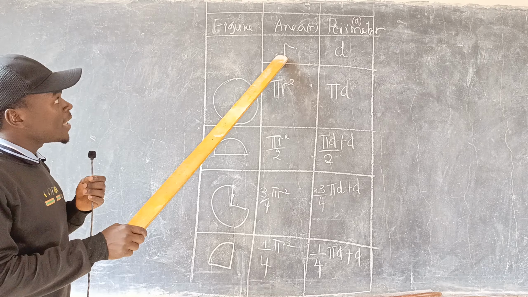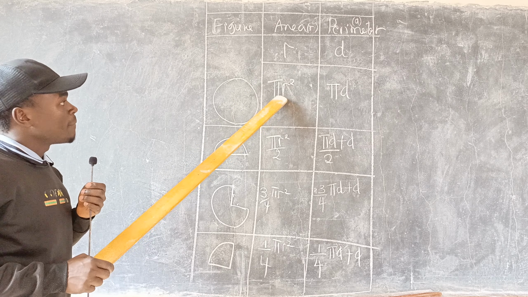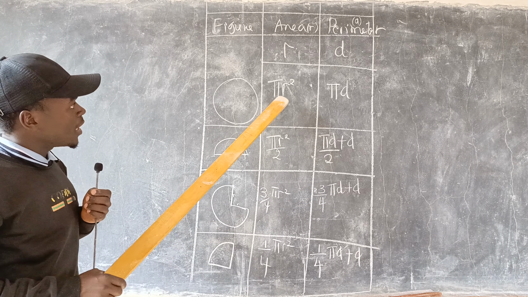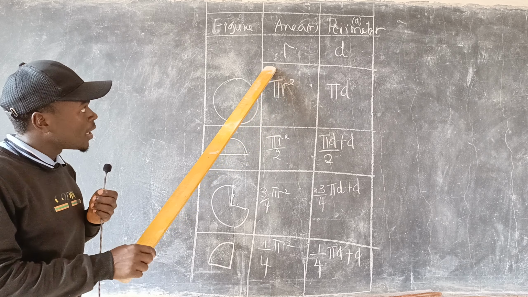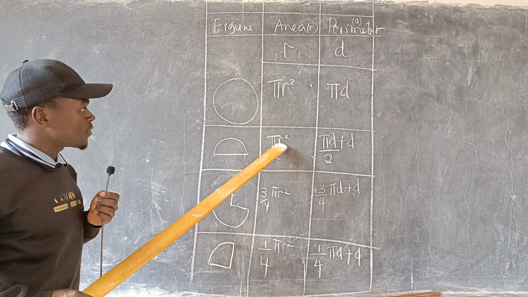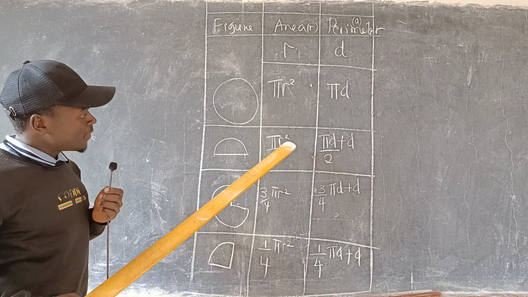In area, we will use pi r squared, pi r power 2. So in order for us to get half of an area, it means it's the same formula, but divided by 2. That's why it is pi r squared divided by 2. Have you seen this one? Things are very, very simple.